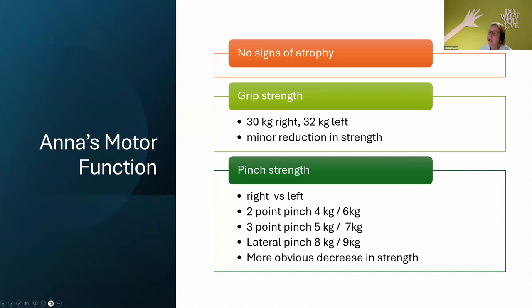We do see that lateral pinch is holding up better than our 2-point pinch and 3-point pinch. And with lateral pinch, you have a lot more activity from your adductor pollicis, which is innervated by the ulnar nerve. So therefore, you're not expecting as much of a drop-off in the lateral pinch as you are in the other two types of pinch, which require more opponens function.